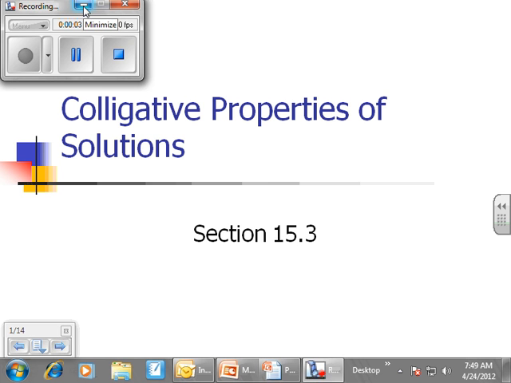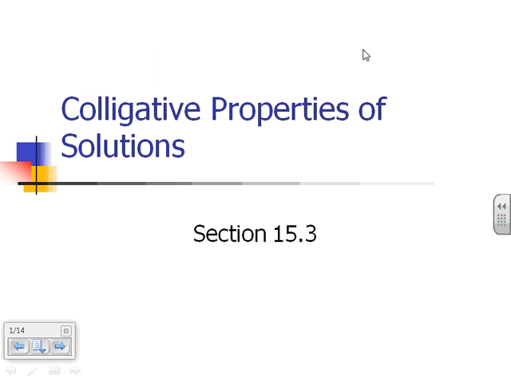Hello, this is the presentation on colligative properties of solutions, section 15.3, and also heterogeneous mixtures, section 15.4.